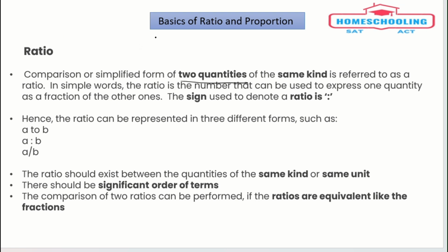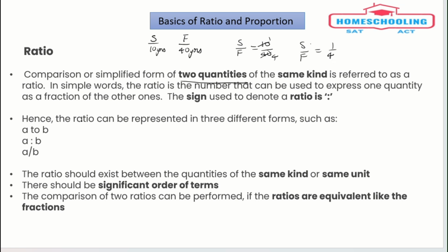So let's take an example. This is a son and a father. Son's age is, let's say, 10 years. Father's age is 40 years. What is the ratio of son's age to father's age? So son divided by father is equal to 10 by 40. 10 is 1 time, 40 is 4 times. So the ratio of son's age to father's age is 1 is to 4.